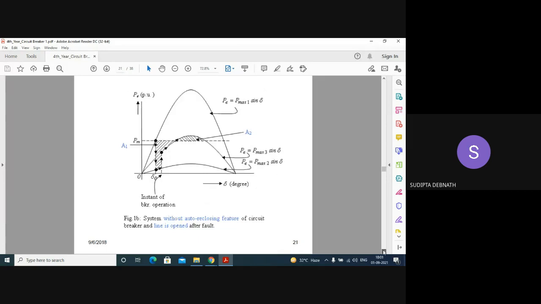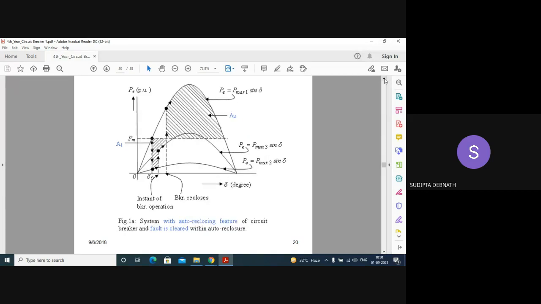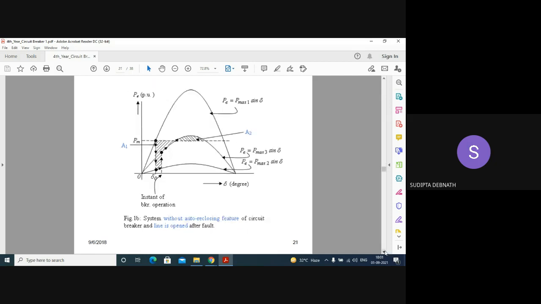Then this curve is the system without auto-reclosing. In the previous one, the breaker had an auto-reclosing function. Therefore, after the fault is cleared, it automatically recloses and shifts here. But if there is no auto-reclosing feature, what will happen? Even after the removal of the fault, it will not get shifted. It will operate in this position only.